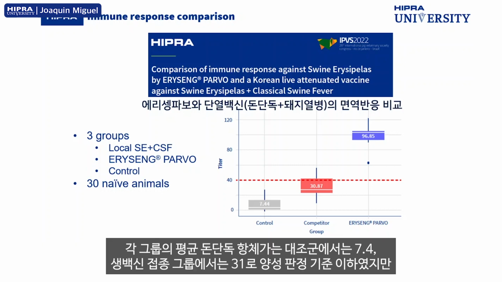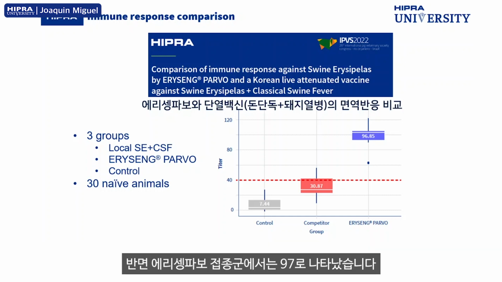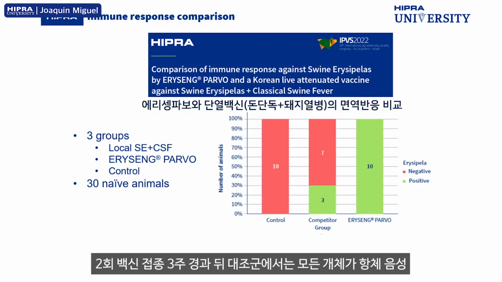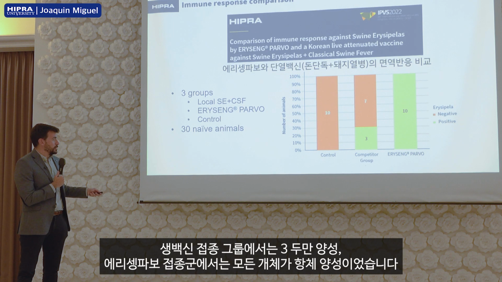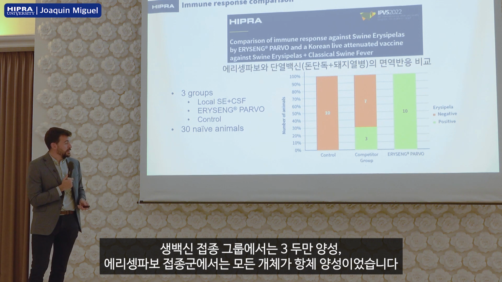In the control group, we have an average titer of 7.4, and 31 in the competitor group. On average, they do not reach the cutoff, and the level of immune response in erythemparvo was 97. As I said, 3 weeks after the 2-shot vaccination, in the control group all the animals were negative. In the competitor or local group, only 3 animals were positive, and with erythemparvo, all 10 animals were positive.